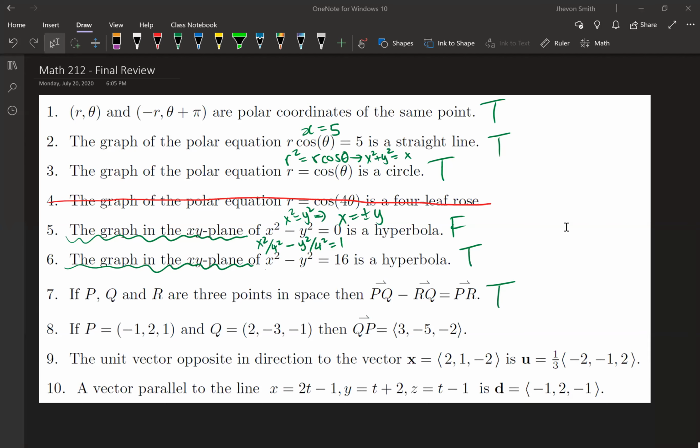Okay, so 64% believe it's false. Now, if we take QP, remember, that's final minus initial. So you have to take the coordinates of P, subtract the coordinates of Q, which means the first coordinate is going to be -1, -2. It's already not that. False. The unit vector opposite the direction vector of this is that.